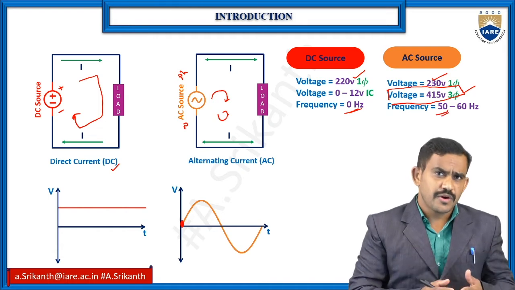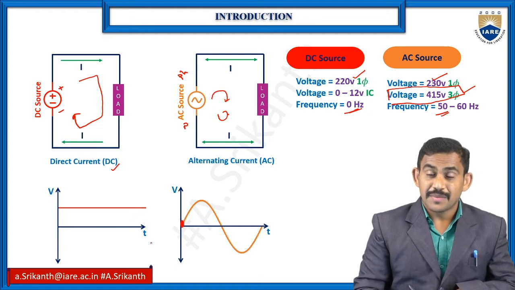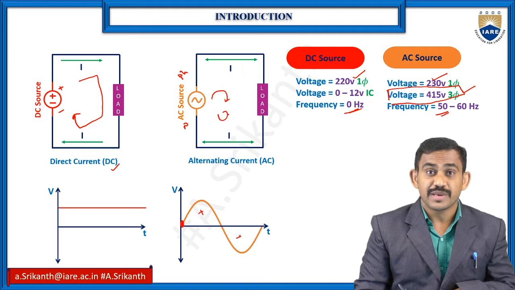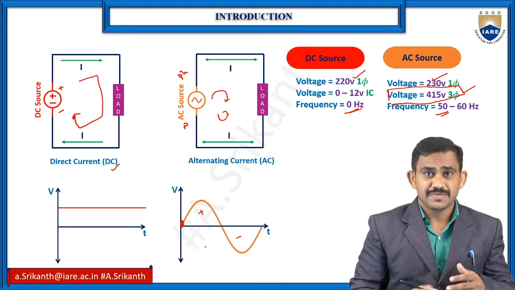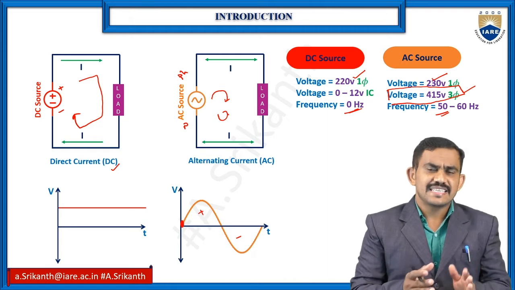And if you observe the waveform for DC and AC, for DC it's a straight line. Coming to AC, it's alternating. So we have the positive peak as well as negative peaks. It's an alternating supply. So this is the small difference between AC and DC.